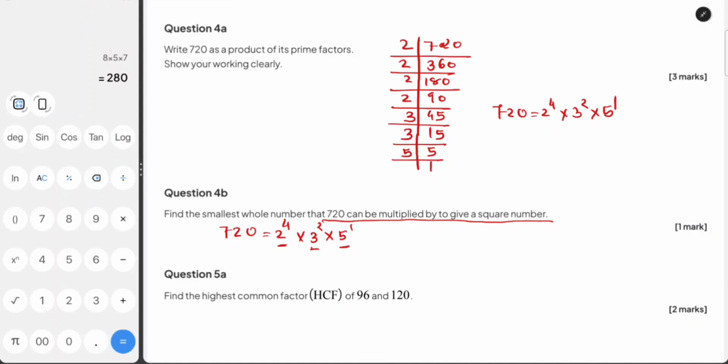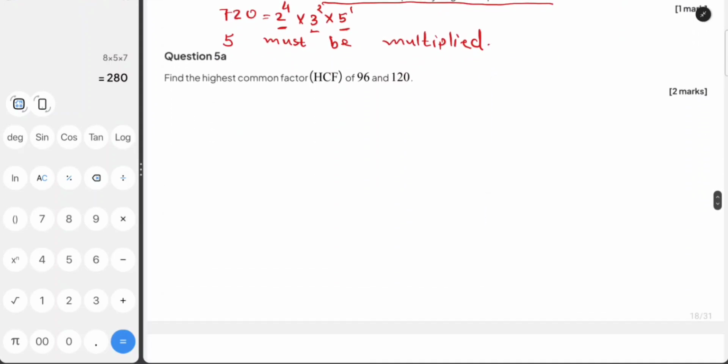So for that obviously I'll multiply by 5 only, because 5 raised to 1 is already there. If you multiply it by 5, you'll get the square number, because 5's power will become 5 raised to 2. So 5 must be multiplied. Clear? So note here that in any square number, the prime factors are always in even powers. Clear?